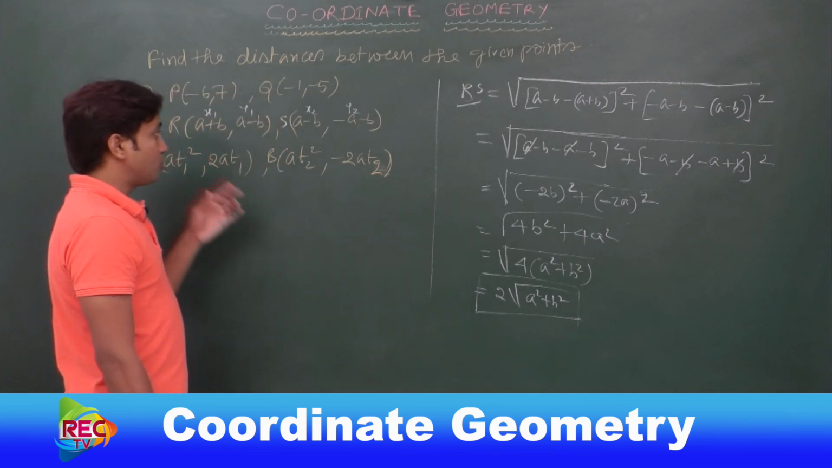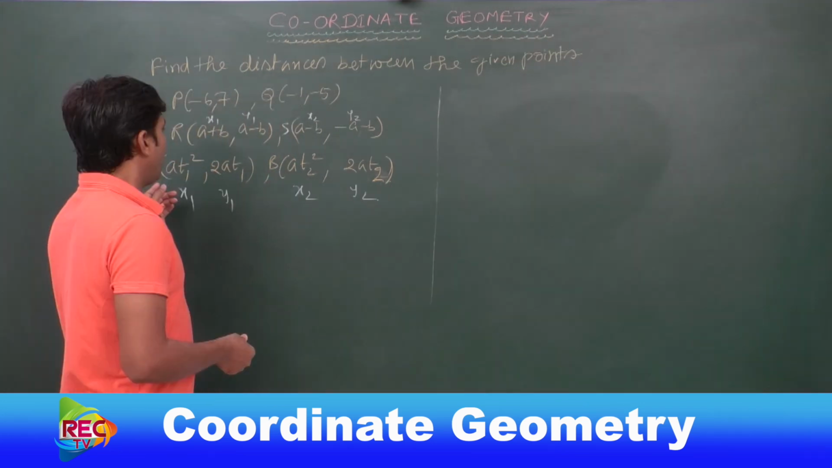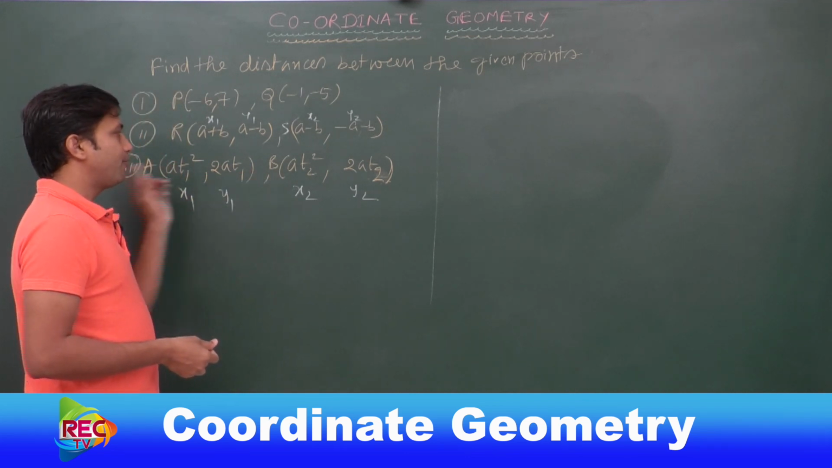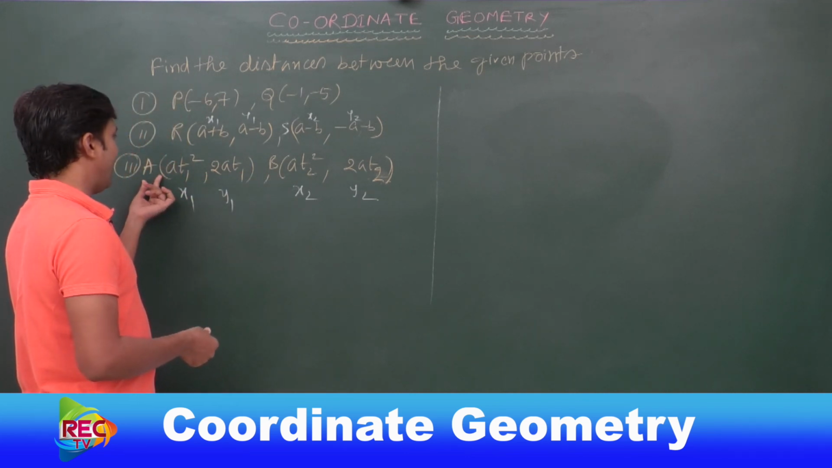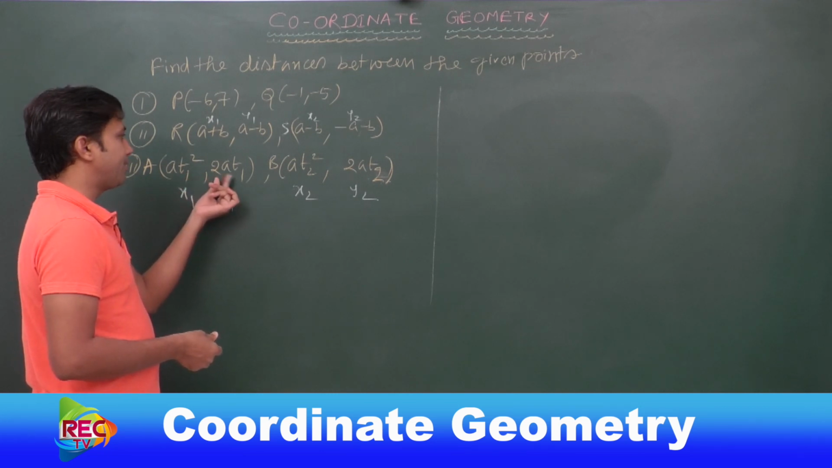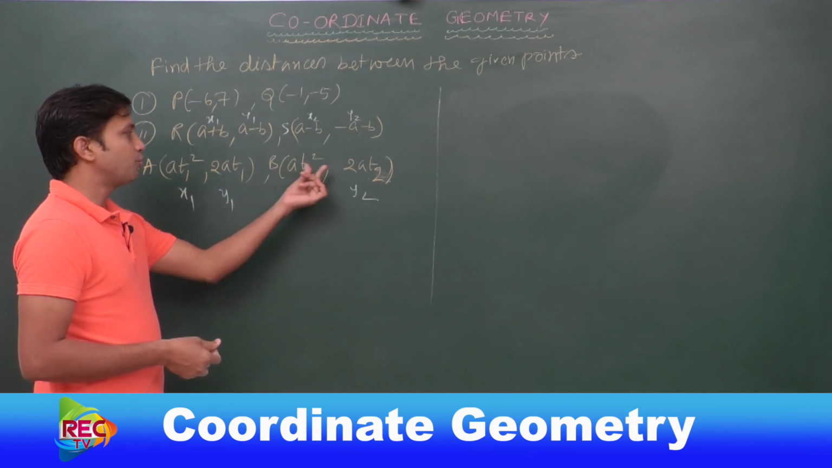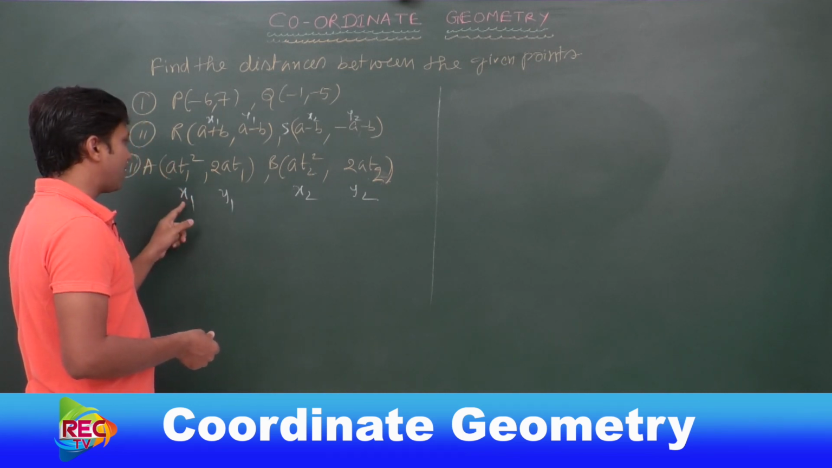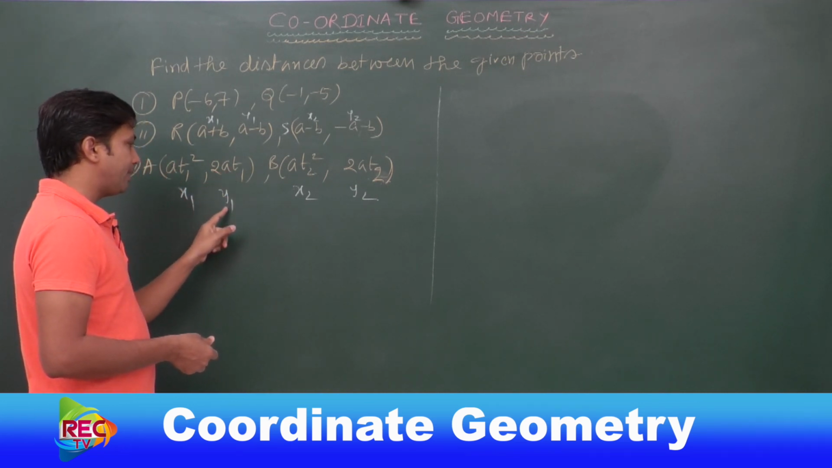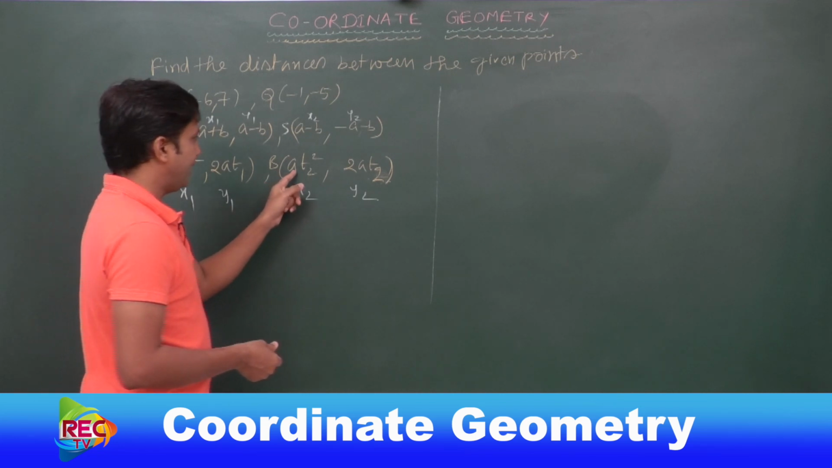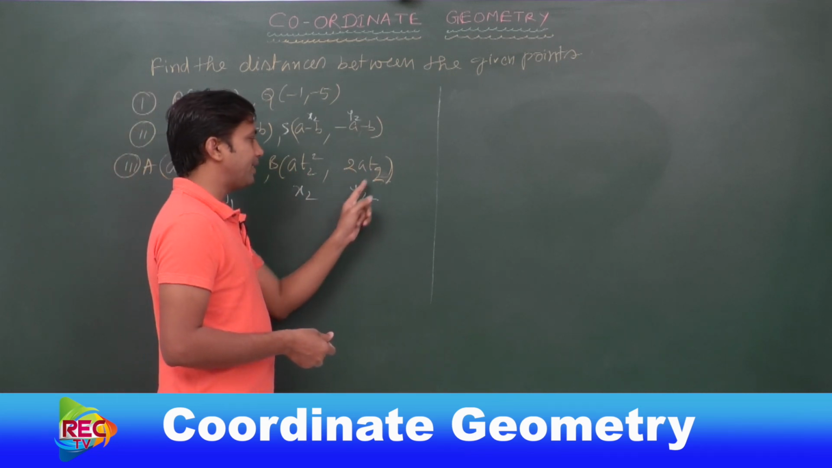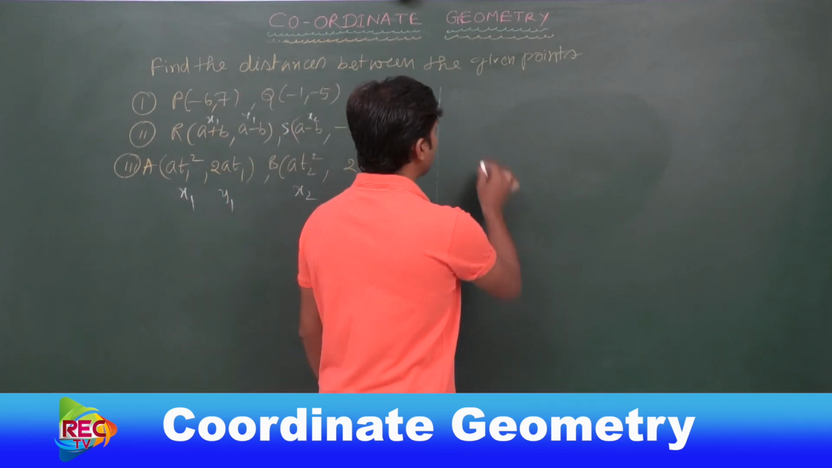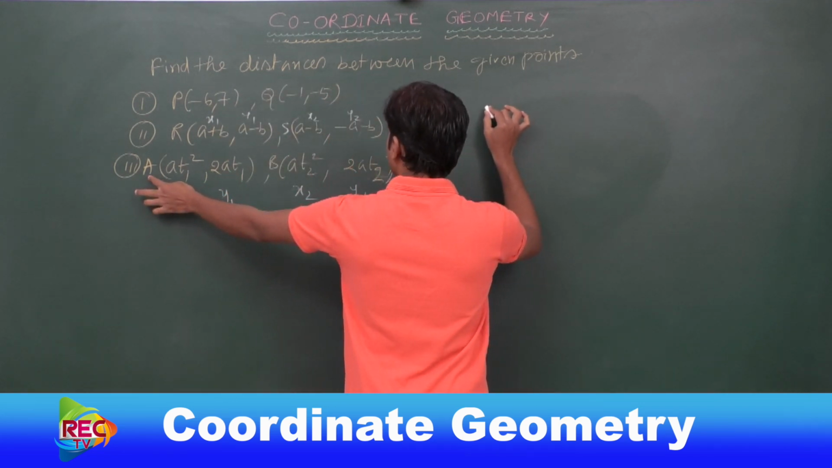Okay, now let us do one more problem based on this. Now let us find out the distance between this A and B from the third problem. This is A (81 square, 281) and B (82 square, 282). Now let us consider 81 square as x1 and 281 as y1, and 82 square as x2 and 282 as y2. Okay, now if you want to find out the distance between them, what is the distance between AB?